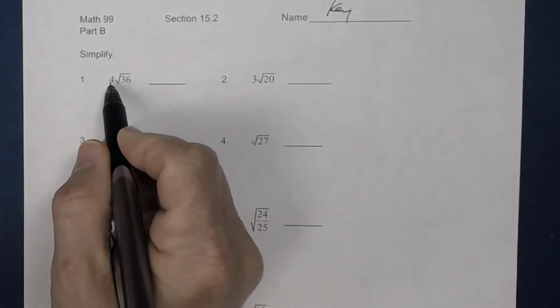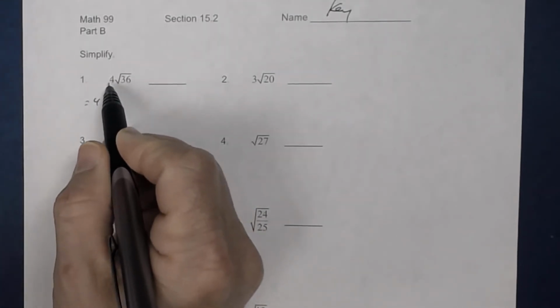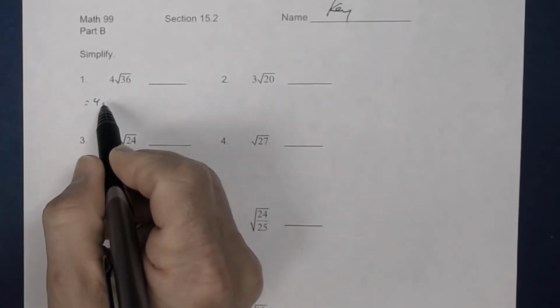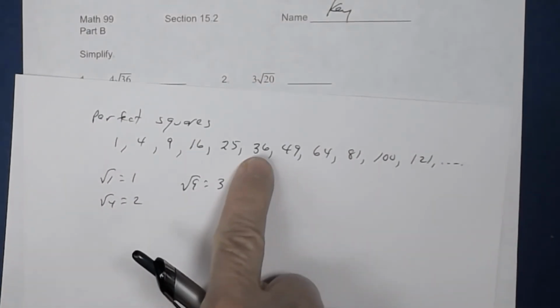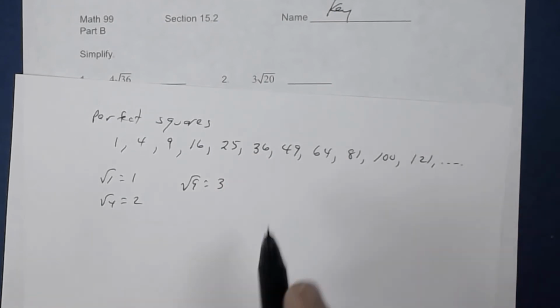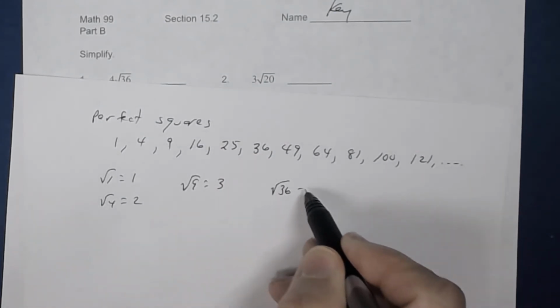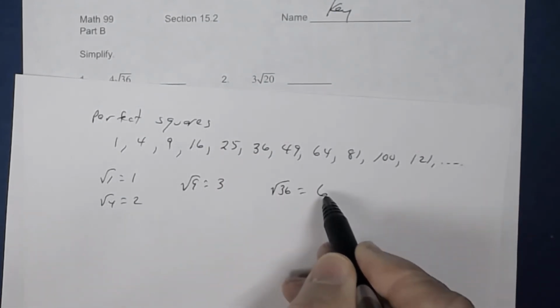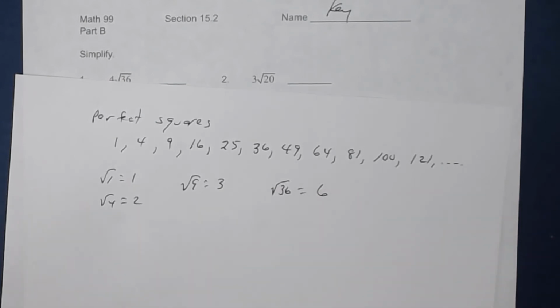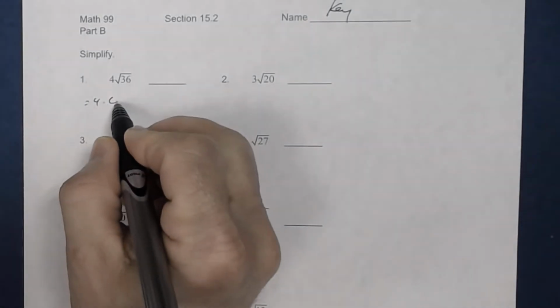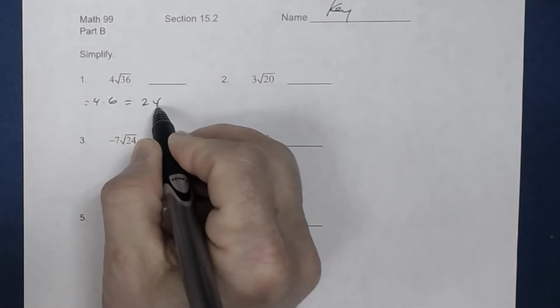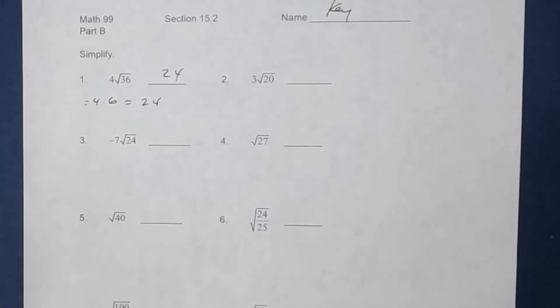So we have this 4 right here. Remember, that means 4 times the square root of 36. And the square root of 36, well, we just talked about that. Isn't 36 a perfect square? So that means the square root of 36 has to equal 6, because 6 times 6 is 36. So that becomes 4 times 6, which is equal to 24. So there's your answer.